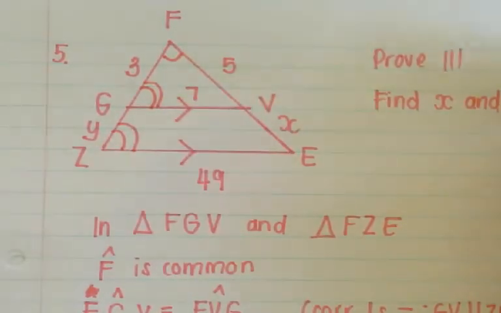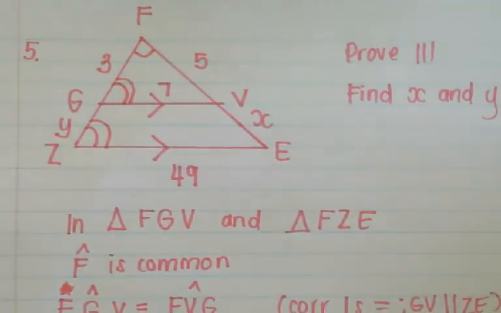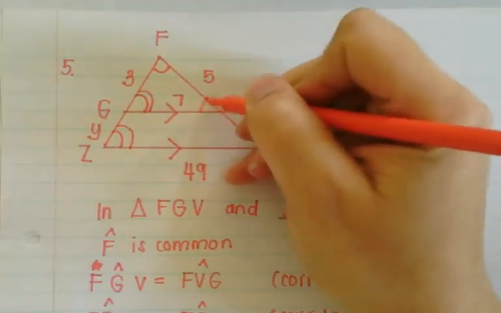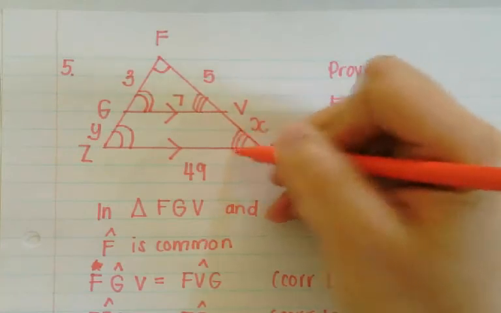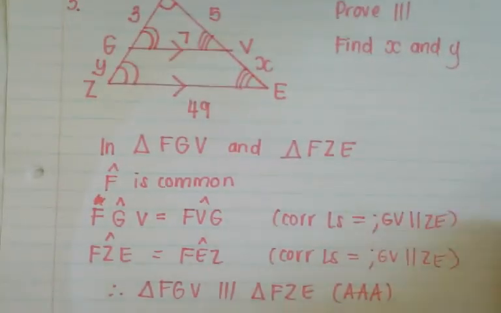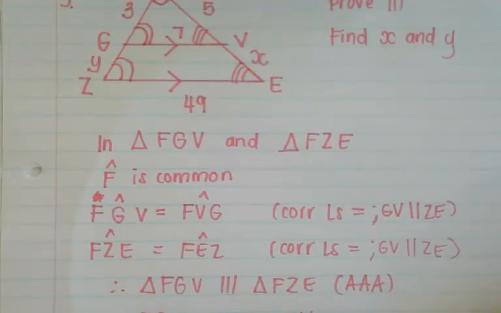So angle FGV is equal to angle FZE. I've used corresponding angles are equal, where GV is parallel to ZE. And then you could have used third angle in triangle, or you could have used the other corresponding angle to get that third angle there. Therefore, they are similar, and I've proven using angle, angle, angle.